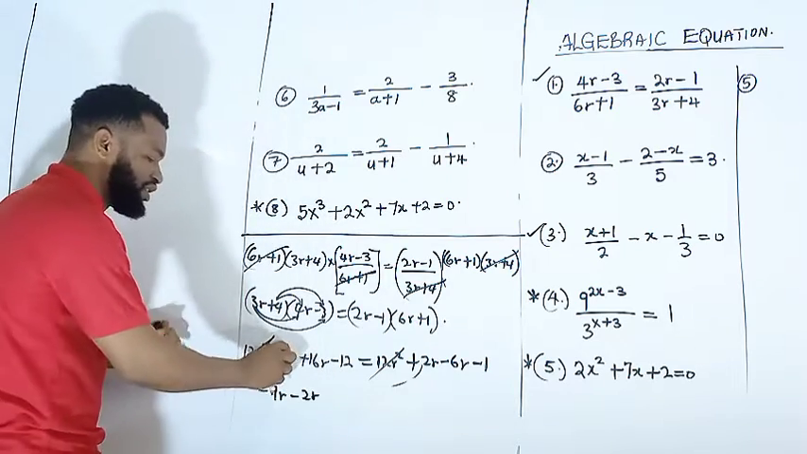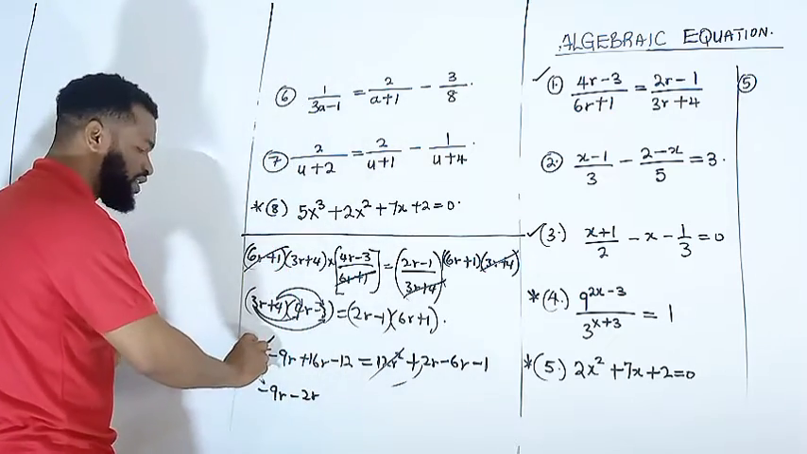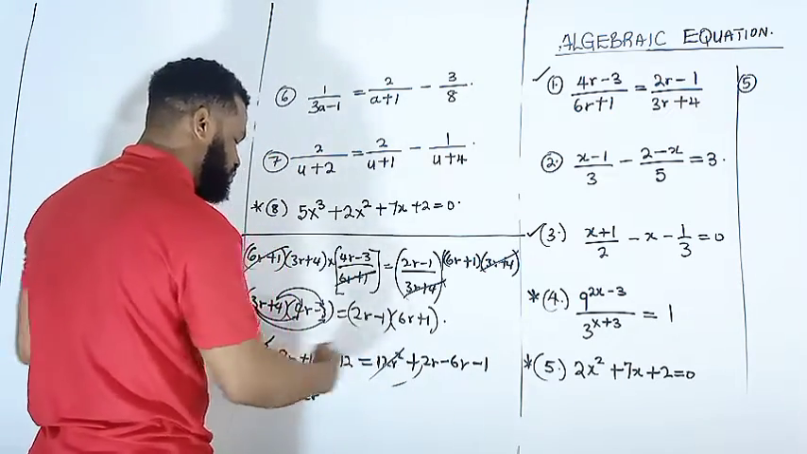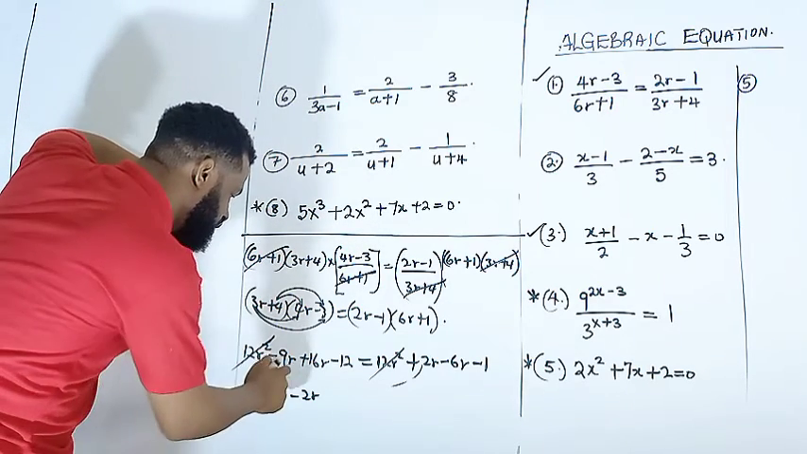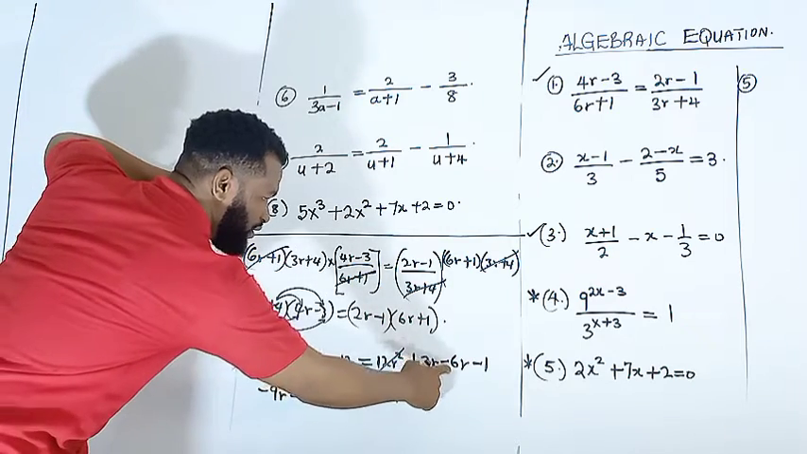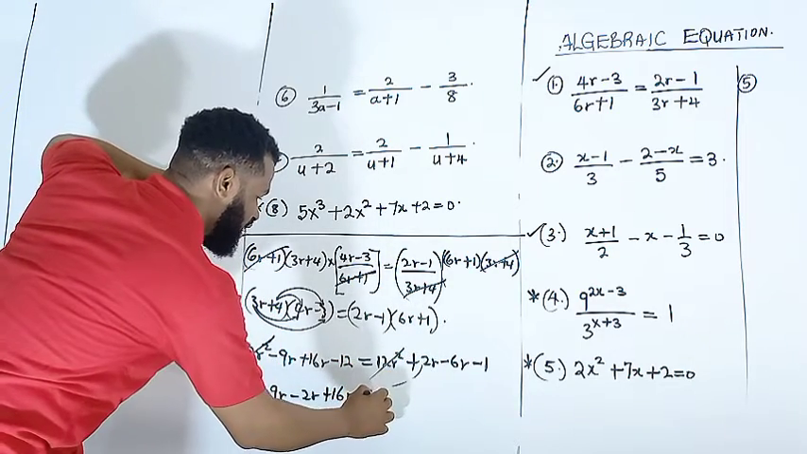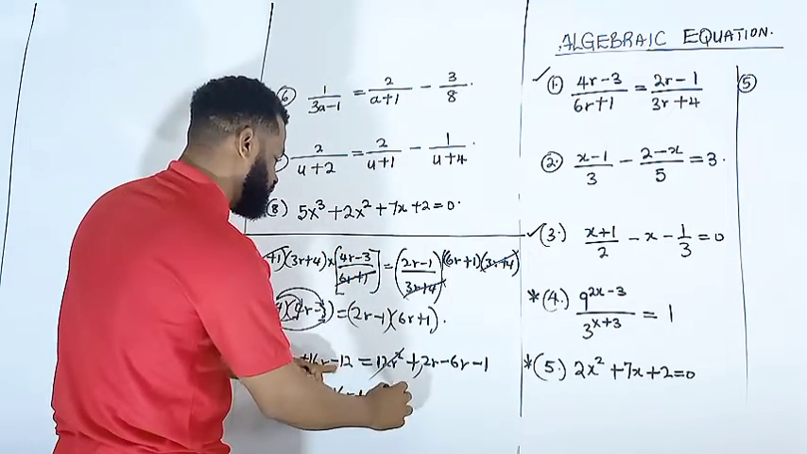I'm collecting like terms. Anywhere I see r, I'll put them all together. Anywhere I see r squared, this one and this one, they will minus each other to be 0. So this is plus 16r. Then minus 16 will come here and become plus 16 plus 6r. So this is minus 12.